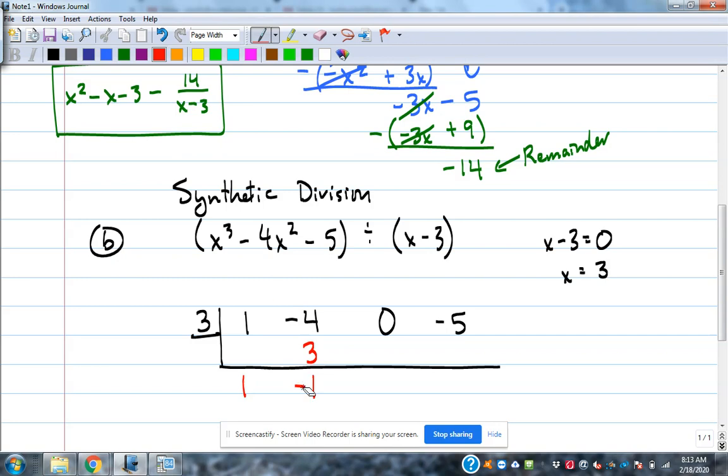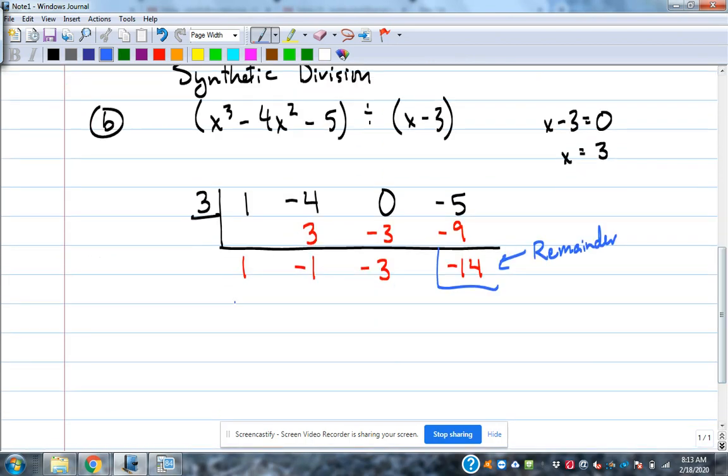Multiply negative 1 times 3, negative 3. Add 0 plus negative 3 is negative 3. And then we're multiplying negative 3 times the positive 3. So that's negative 9. And we add those together, and that's negative 14. This number down here on this end is the remainder. These are the coefficients of the quotient.